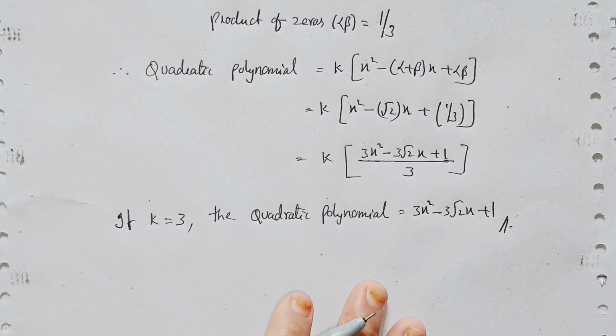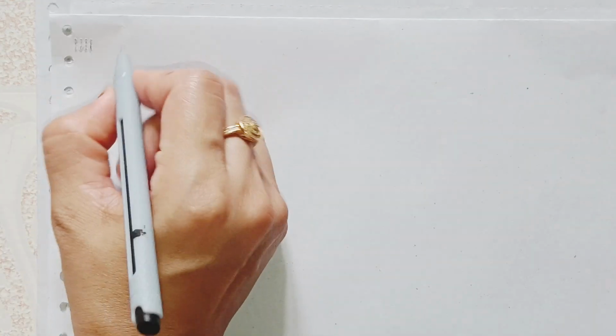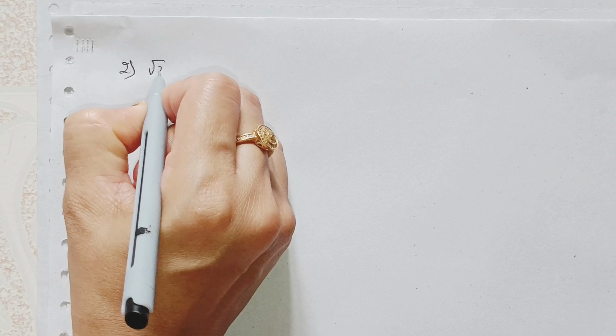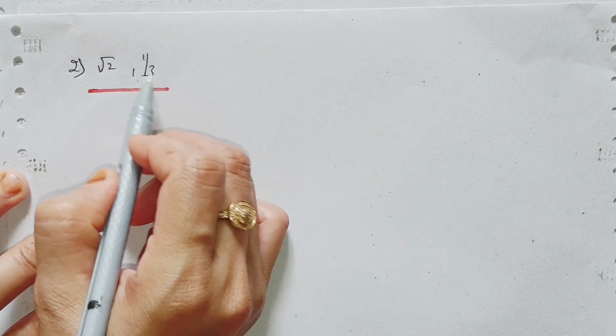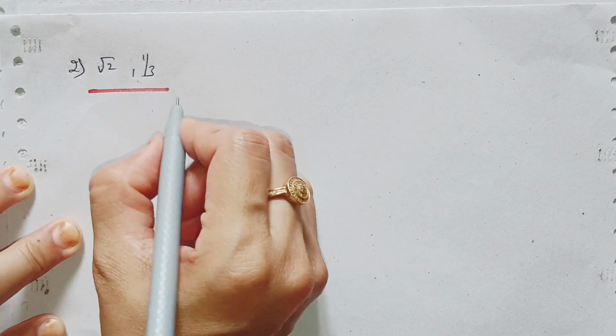Okay, clear guys? Now we'll see the second question, which is root 2 comma 1 by 3. Okay, this is the question, which means this is the sum of zeros, and this is the product of zeros. Here also we have to do the same.